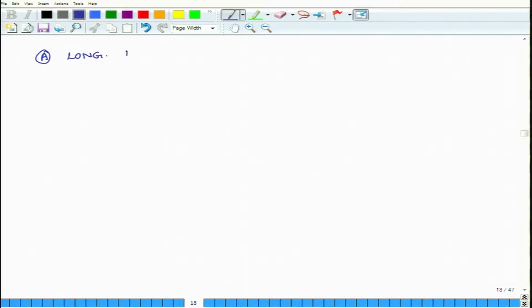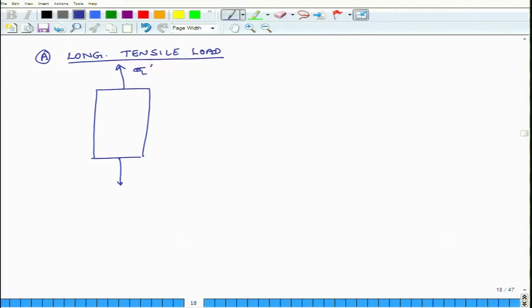So, the first scenario is longitudinal tensile load. This is my external load sigma L, and the fibers are aligned in the direction of the external load. Okay.